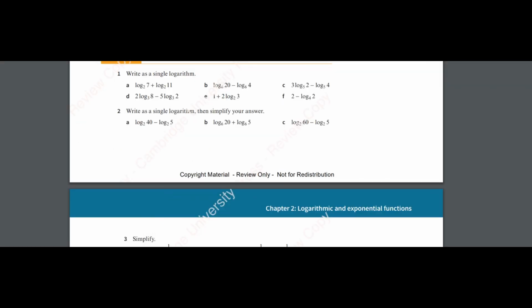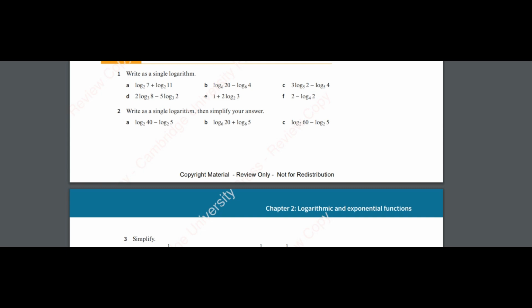Episode 3. In our last episode, we looked at laws of logarithms and I gave you some questions to practice. Let's check the answers to those questions. Here are the questions given in the last episode on laws of logarithms.